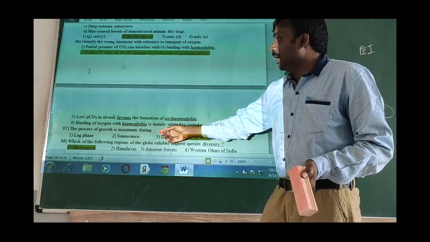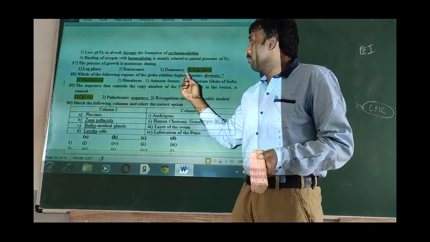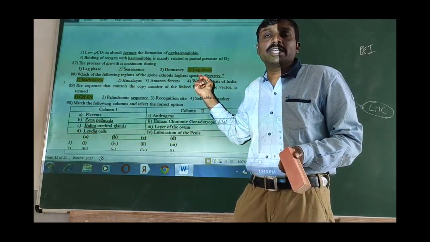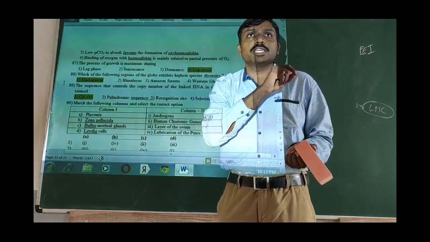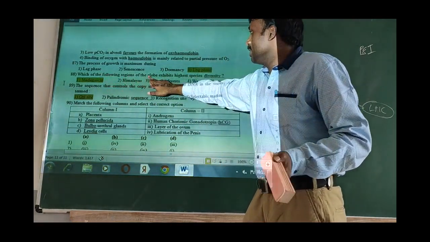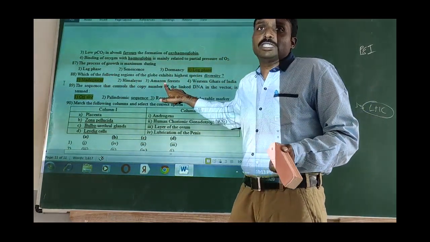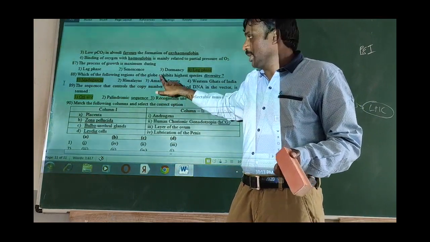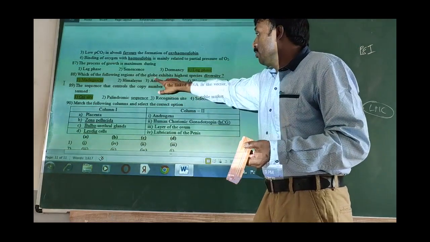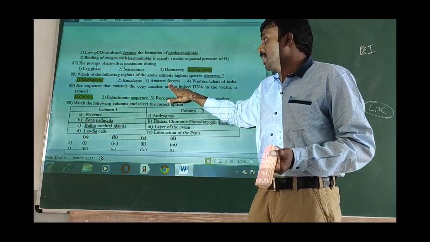Then going to the 87th one, the process of growth is maximum during the log phase, from the enzymes chapter. The log phase or exponential phase gives a sigmoid curve, S curve. Then, which of the following regions of the globe exhibits highest species diversity? Option 3, Amazon forest. Again, this is from our biodiversity and conservation chapter. So the world's highest species diversity is observed in Amazon forest.